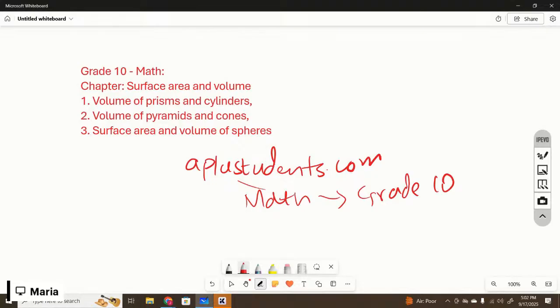We're going to start with the chapter surface area and volume. The lessons we're going to cover today are volume of prisms and cylinders, volume of pyramids and cones, surface area and volume of spheres. So please make sure you have your notebook and pencil so that you can note down the important examples and definitions as well.